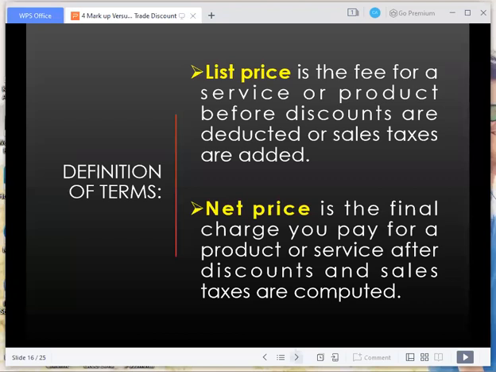Let's refer to the previous example. The milk tea was originally sold for 100 pesos. You get a 20 peso discount. What is now your net price? The net price would be 80. So that is 100 pesos minus 20, you get 80. What was the list price there? The list price is 100 because that is the original amount of the product. Okay, so let's proceed with examples and formulas.